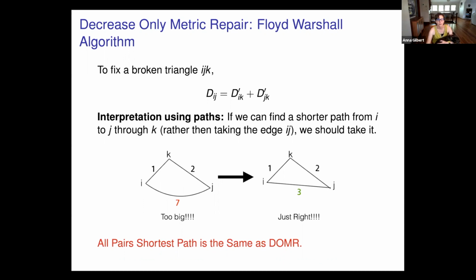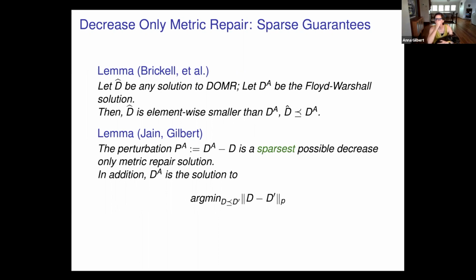Okay, so what kind of guarantees can you get about the sparse problem using this kind of algorithm? And it was actually kind of interesting. Brickell et al. knew that the Floyd-Warshall algorithm and all pair shortest path was important for nearest metric problems. So they had a lemma that said, if you have the decrease only metric repair problem and d hat is any solution to it, then element wise that solution is smaller than the Floyd-Warshall solution. So somehow Floyd-Warshall is sort of an upper bound for the solution, but what they didn't have was that it's actually equal.